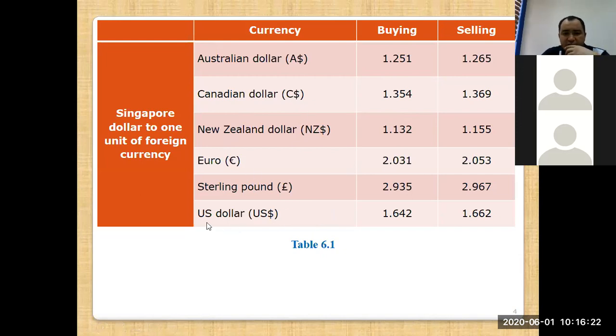So Singapore dollar, if you read this table, and as you know, in this chapter we are learning how to read and interpret tables and charts. So here we have one table, right? In a table we know that it consists of columns and also rows. So here it says Singapore dollar to 1 unit of foreign currency, right? So that means that either you want to buy Singapore dollars or you want to sell Singapore dollars, right?